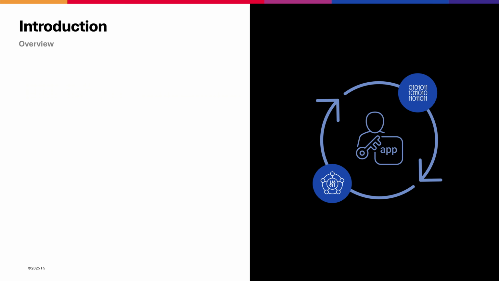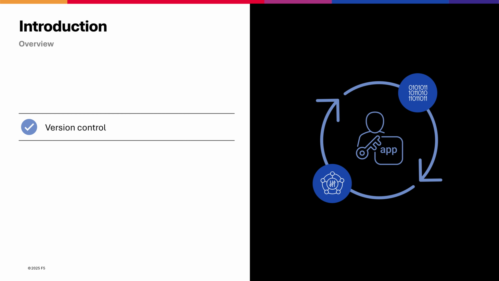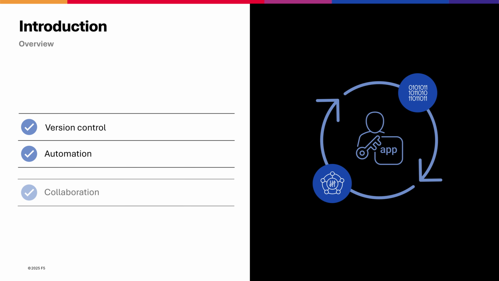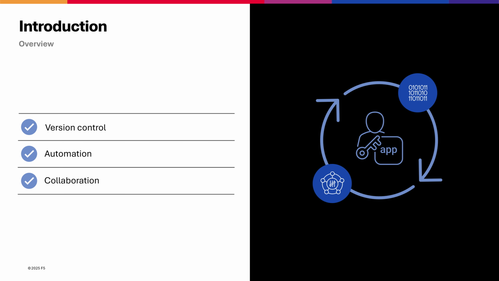To ensure consistency and repeatability, modern DevOps teams use infrastructure as code. Infrastructure as code means that the infrastructure is defined and managed using code, allowing for version control, automation, and collaboration. F5 provides tools and frameworks to help you implement infrastructure as code in your environment.